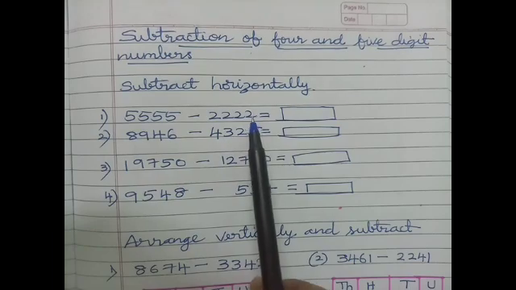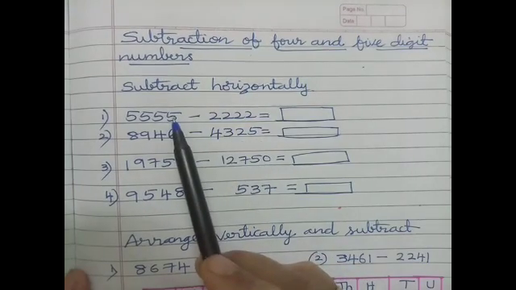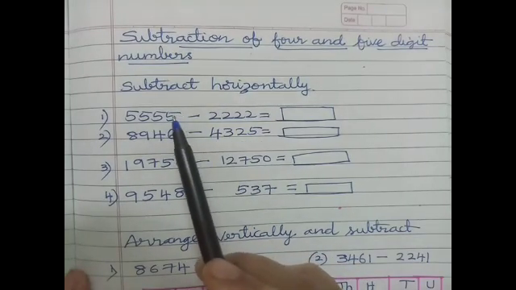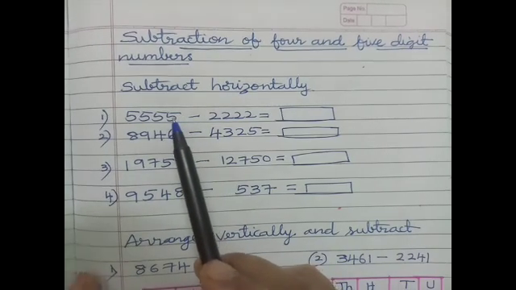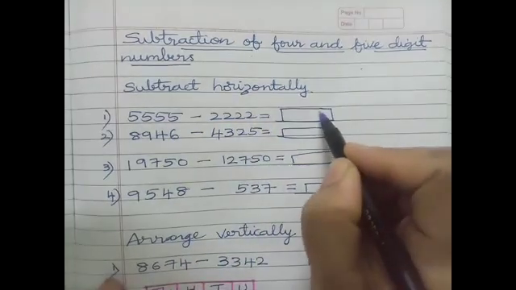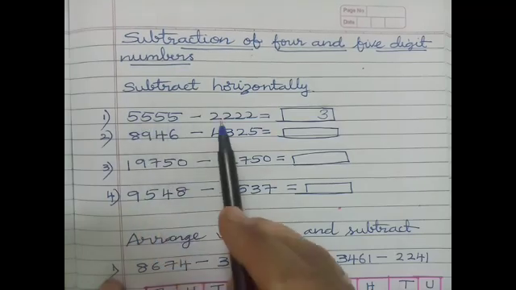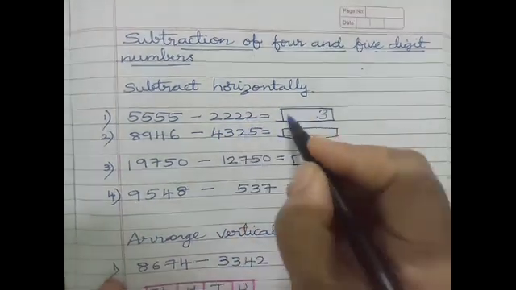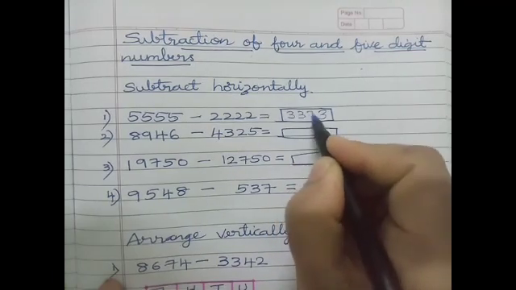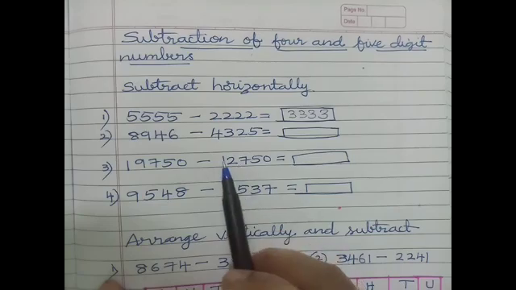2222. So while subtracting, you have to follow the same method, units place. So you have to subtract by looking at the units place. So units place we have 5. Here you have 2. So 5 minus 2 is 3. And here everywhere you have 5 minus 2 only. So your answer will be 3333.